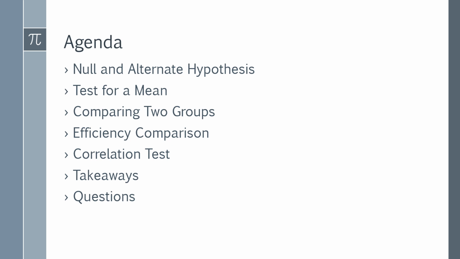The agenda for this talk: we're going to be going over what a null and alternate hypothesis is. We're going to look at some visualizations, specifically testing for a mean, comparing two groups, efficiency comparison, and correlation tests. We'll go through some important takeaways and then answer any questions.